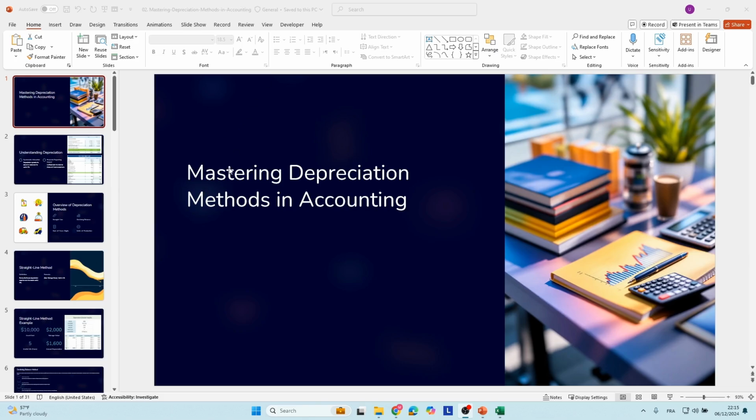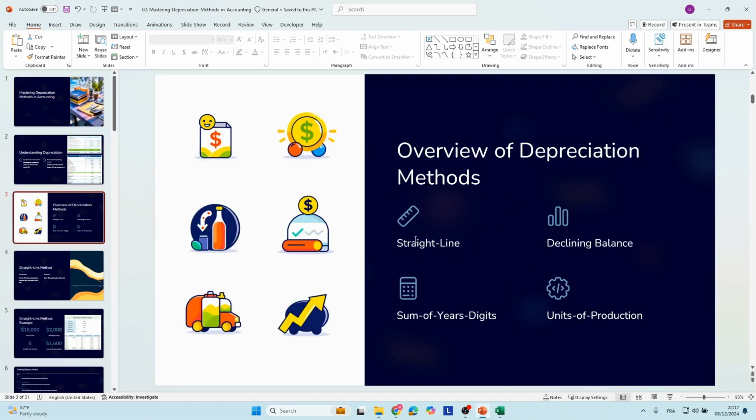Let's discuss depreciation methods in accounting. Just to be aware that there are many different depreciation methods in accounting. We have the straight-line method, then we have declining balance, also a known one. We have double declining balance as well. We have sum of years' digits, then we have units of production. Those are the most famous depreciation methods that we will go through one by one, and we will see how to calculate the depreciation for the assets.